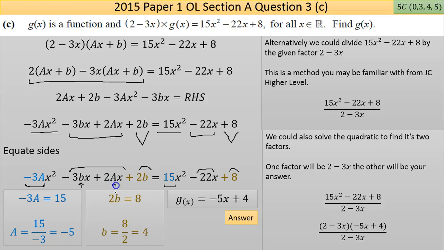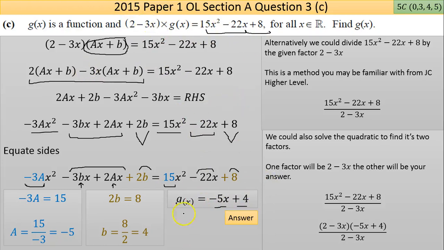So when I put those in, I've left out a bit of work here. I'm basically going minus 3 times minus 5. Now the middle bit there, I don't actually need to work it out in a sense. I just need to put a and b into the original factor I made up. So a was minus 5, so minus 5x, plus b is 4. So job done. Now you can test that by multiplying 2 minus 3x by minus 5x plus 4. You should get this as your answer. This whole thing is your answer.